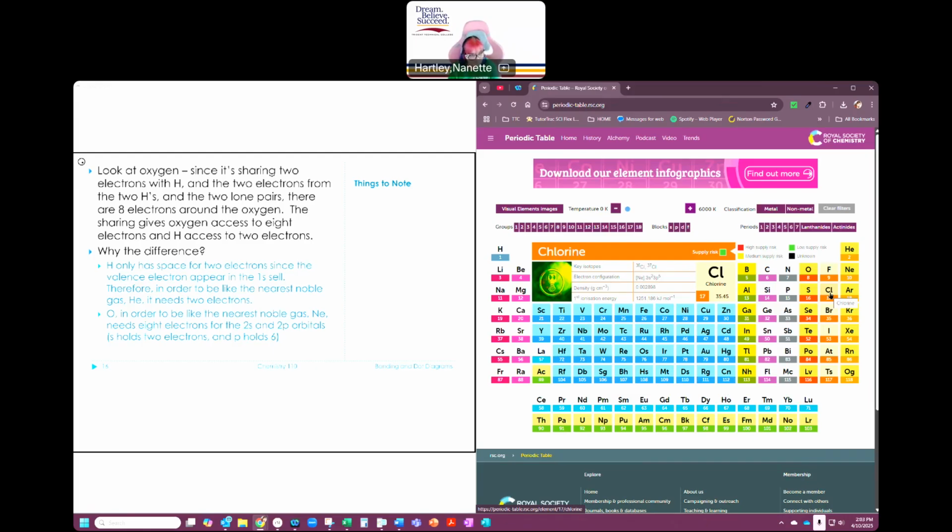Now, why the difference? H only has space for 2 electrons since its valence electrons appear in the 1s shell. So it only gets access to 2. And oxygen, to be like the nearest noble gas neon, needs to have 8 electrons, the 2s and the 2p's. So a total of 8. That's what we were talking about with that difference. That first row only gets 2, everything else wants a total of 8. Cool.